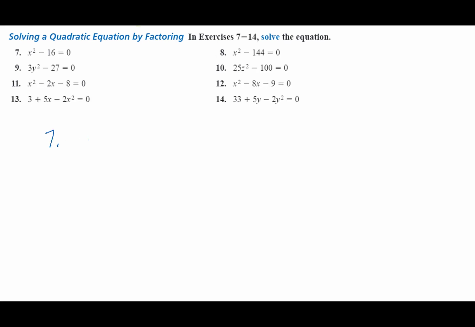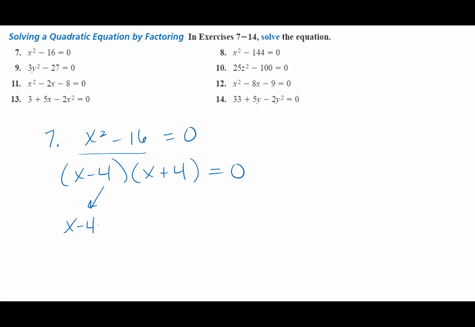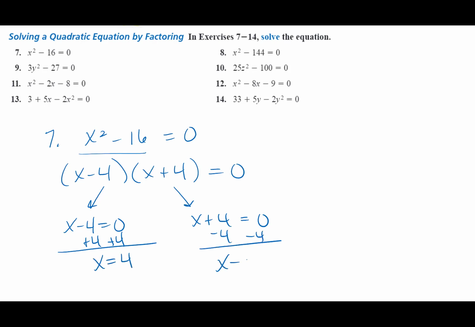So take a look at 7. X squared minus 16 equals 0. Now you should recognize this from last section. This is a difference of squares. It factors to x minus 4 times x plus 4, and that still equals 0. Now we can say if the x minus 4 value equals 0 or the x plus 4 equals 0. Do you see what our answers will be? We will have a positive 4 and a negative 4. And those are your two answers.